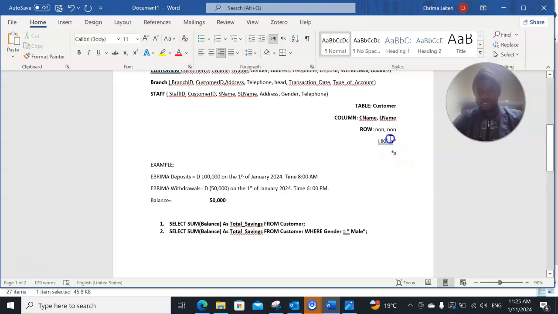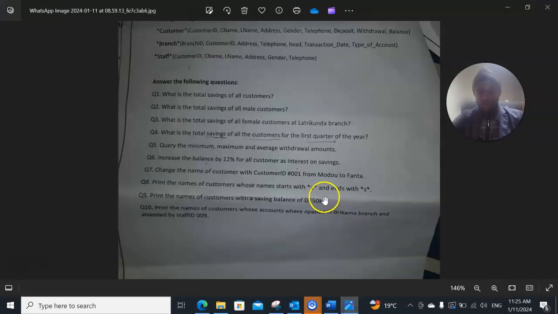Okay, this is what we need. This one is starts and this one is what? Ends. Now if the asterisk sign is also here like this, it means include. But we don't need that one. What we need is what the question says, it starts. So we need A at the start, and we need S at the end also. So this is what we need.